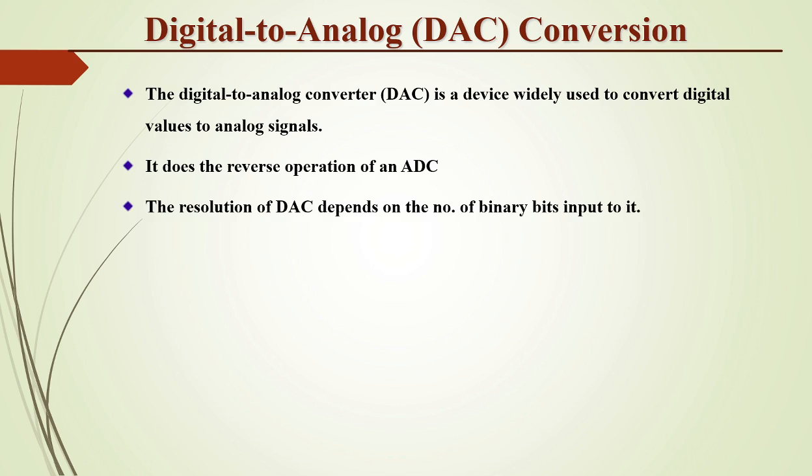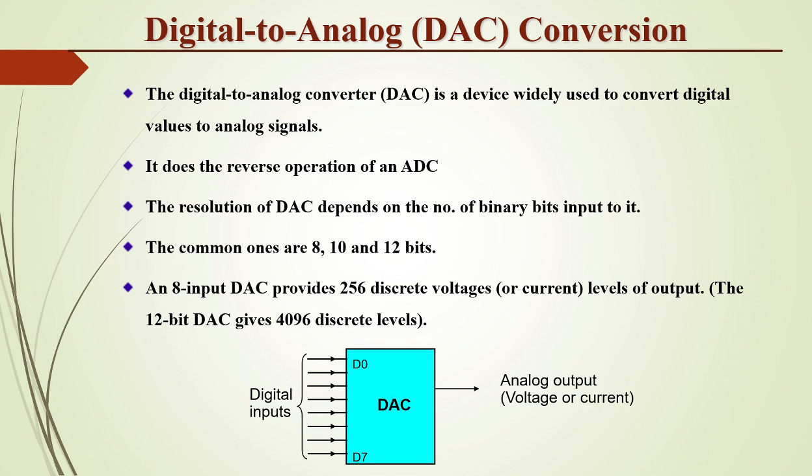The resolution of a DAC depends on the number of binary bits input to it, and the common ones are 8, 10 and 12 bits. As the number of bits increases, the resolution of the DAC also increases. An 8-bit input DAC provides 256 discrete voltage or current levels at the output, and the 12-bit DAC gives 4096 discrete levels.